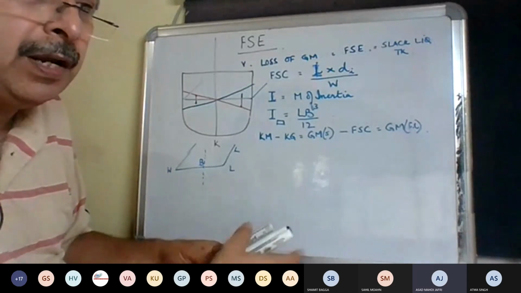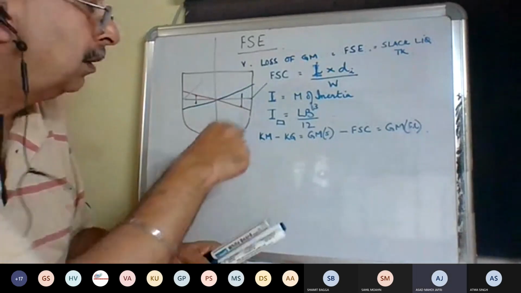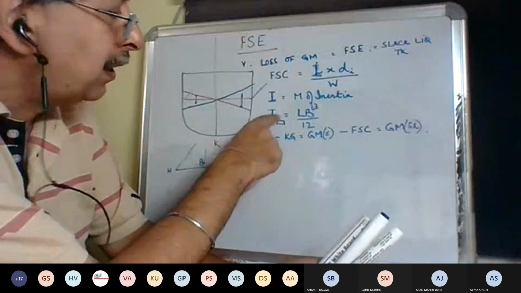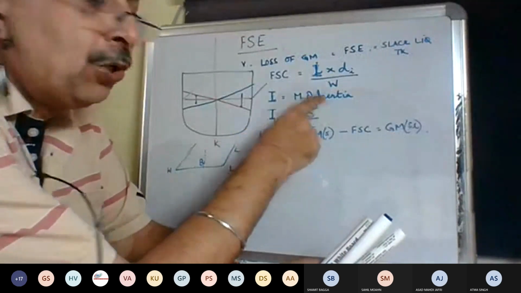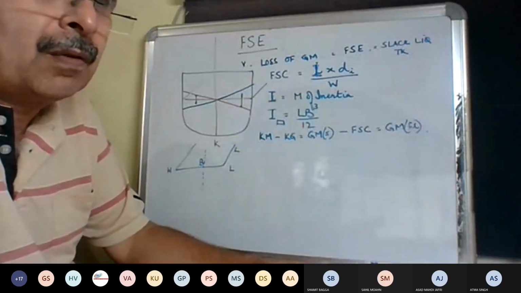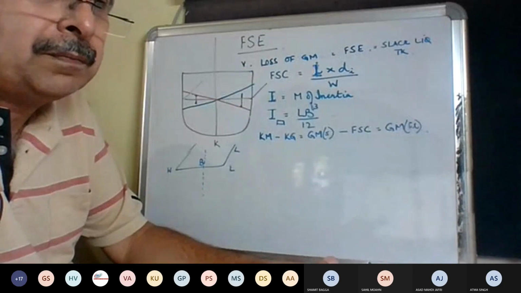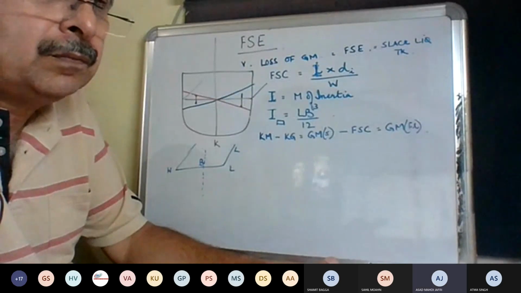Okay, sir. And this is a standard formula. I of a rectangle is LB cube by 12. Okay, sir. That's why.